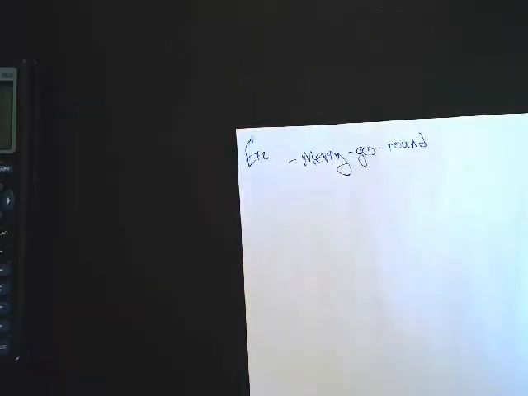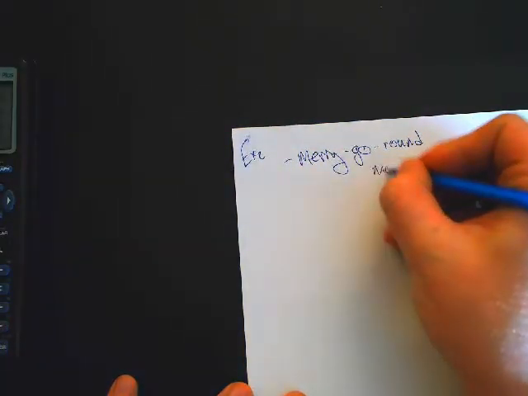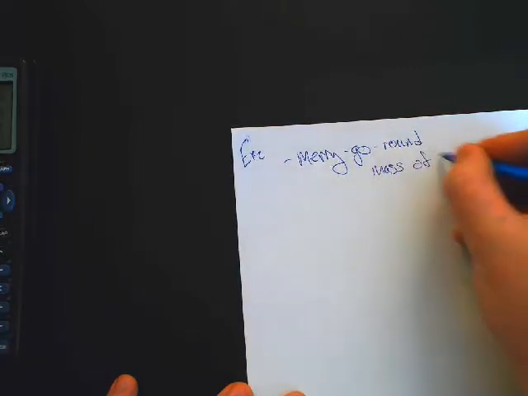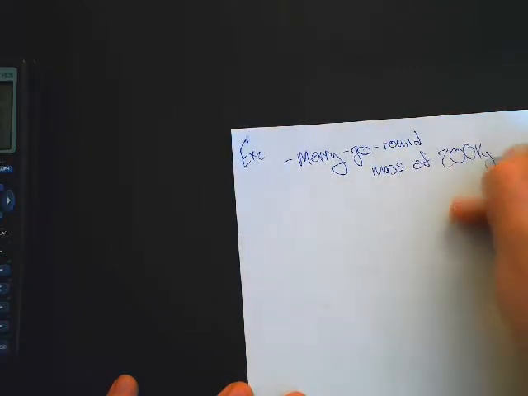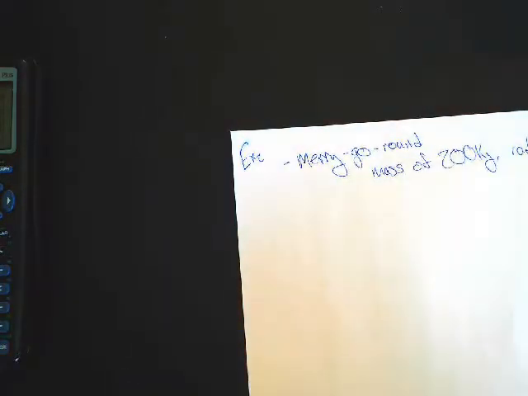So a merry-go-round we can approximate as a disc. It's got a large flat base and the handlebars are evenly distributed throughout the disc. So we're going to say that the merry-go-round has a mass of 200 kilograms, a radius of 2 meters. Okay, and we're going to take a kid and we're going to set a kid on the very outside of the merry-go-round.